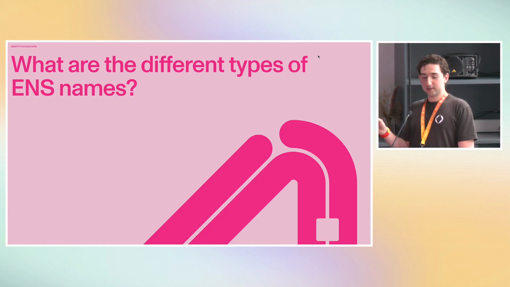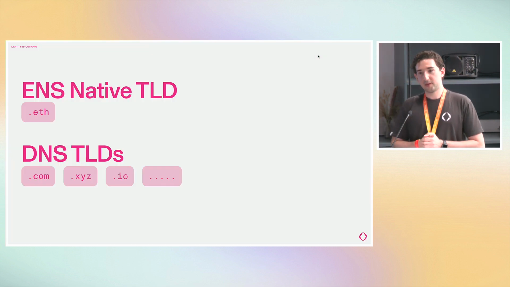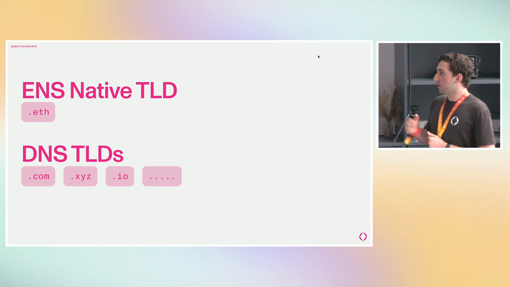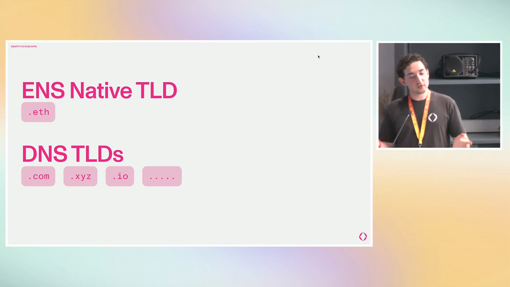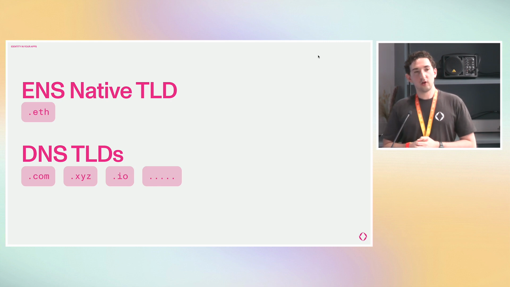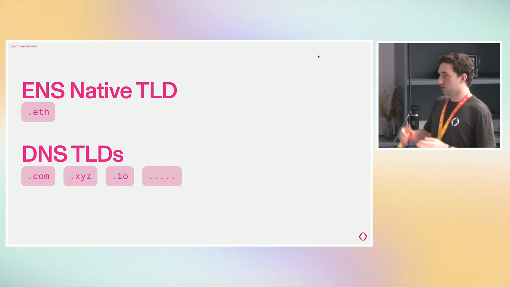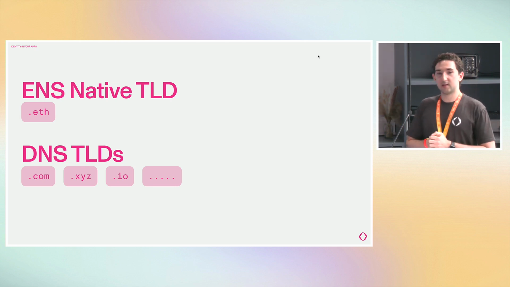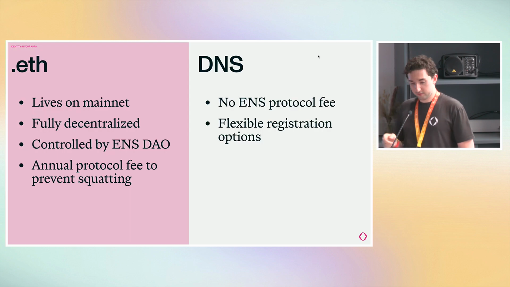So now into some misconceptions. There are a lot of different types of ENS names, and most people think it's just .eth, but that is not true. There is one ENS native TLD, and that is .eth, which has been most of what I've been saying so far, but you can also use almost any DNS TLD in ENS as well. So a .com domain, .xyz domain, and so on. These all work as ENS names. But there are some differences.